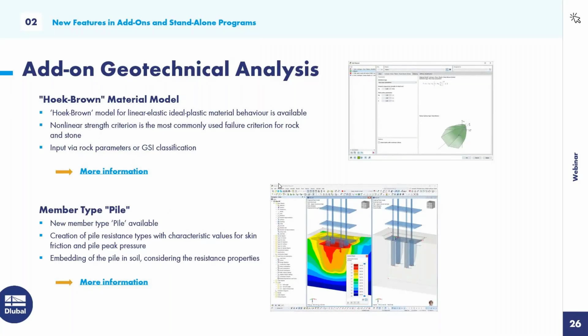Also, a new member type is available. It's the pile. Here, resistance values such as skin friction and peak pressure are taken into account in order to embed the piles realistically in the soil volume and calculate settlements and soil pressure precisely.